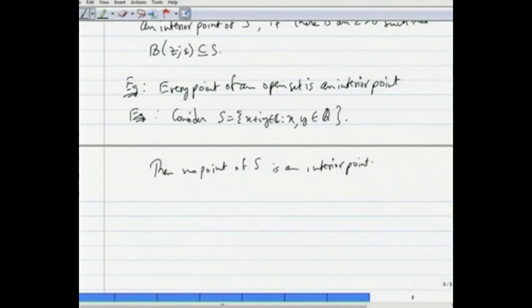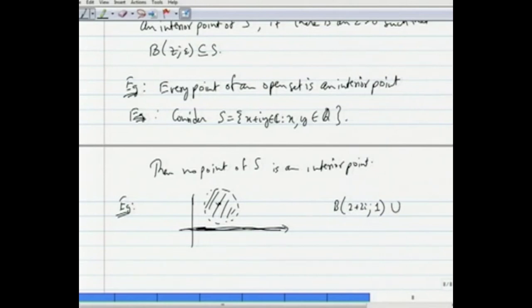Okay. And then of course, there could be sets which have some interior points and some which are not interior points. So, for example, if I take the union of the real line, okay, union a ball of radius 1 around 2 comma 2. Okay. So, it is B(2 plus 2i, 1), union the real line, the set of all x plus i 0 belonging to C, x belongs to R. Okay. So, of course, that component, that piece, is an open set. So, all points here are going to be interior points and all points here are not going to be interior points. Okay. So, that is an example where a set contains some interior points and some which are not interior points. Okay. So, there are other scenarios possible as well.